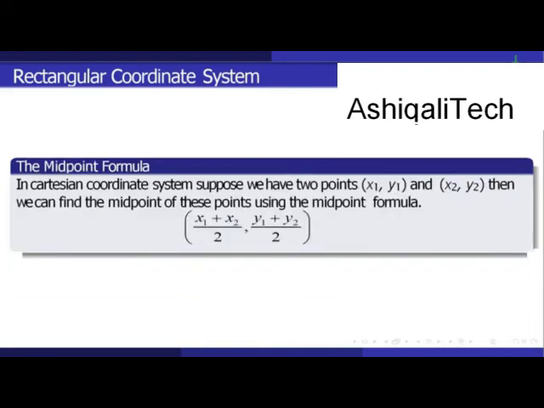Now we define the midpoint formula. In the Cartesian coordinate system, suppose we have 2 points (x1, y1) and (x2, y2). Then we can find the midpoint of these 2 points using the midpoint formula, which is given by (x1 + x2) divided by 2 and (y1 + y2) divided by 2.